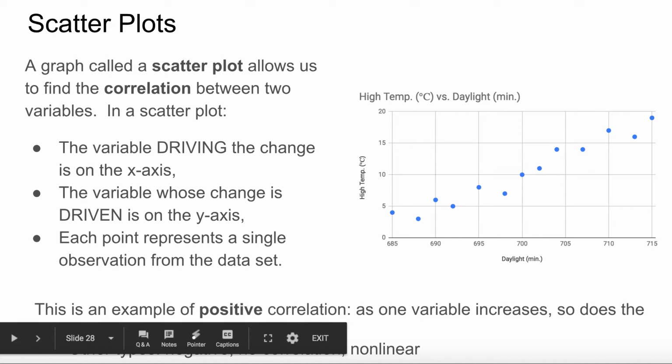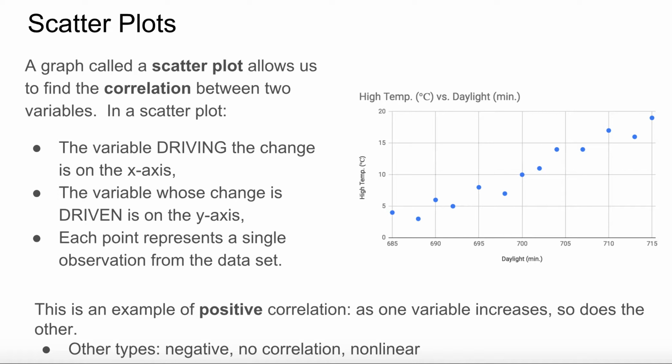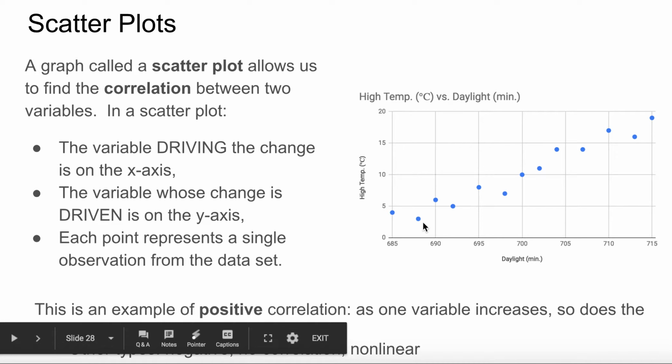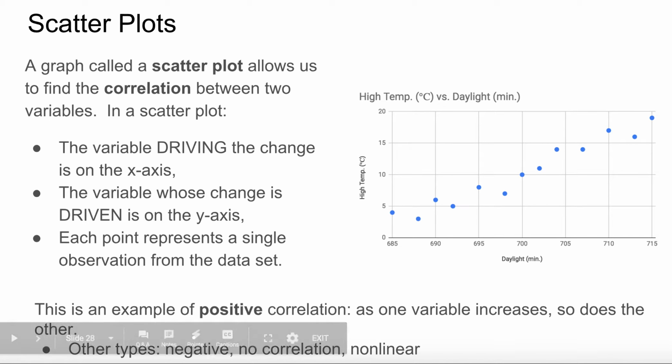Well, I see something I'd call a positive correlation, right? As one variable, the daylight, increases, so does the other, the high temperature. So I look and see as daylight goes up, right, temperature also rises. This is one type of correlation.